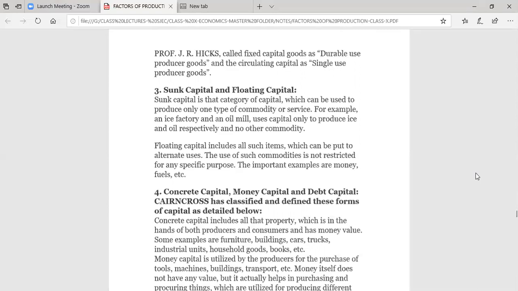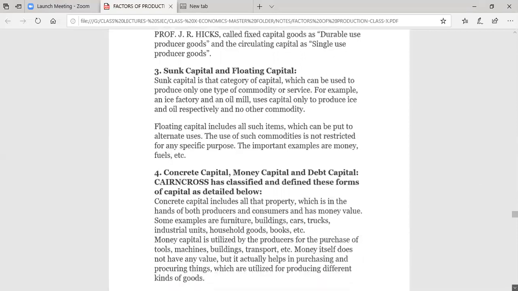Floating capital is the capital which can be used for alternative use. That is money. For so many purposes you can use money. Fuel. It's not that it will be used for this machine only. The fuel is required for all the machines. This is floating capital, which floats. By the name you can understand, the capital which floats. It's not fixed. Clear?